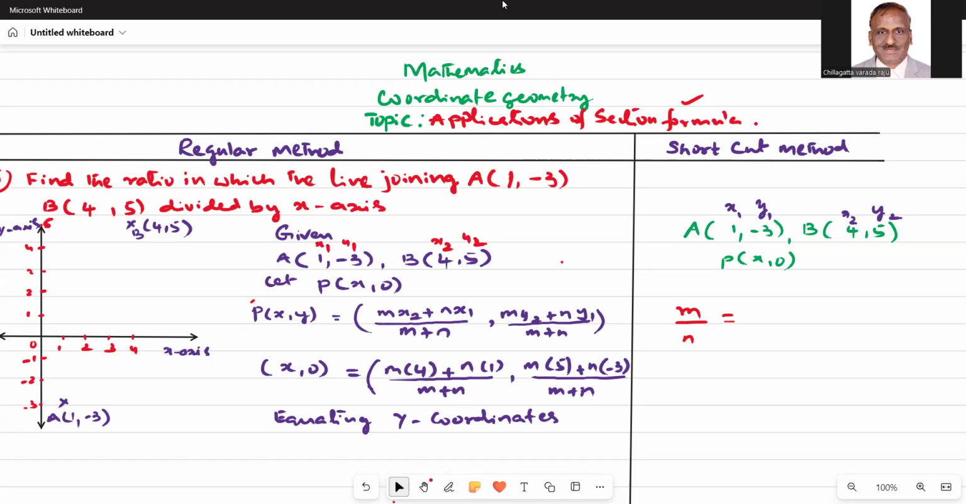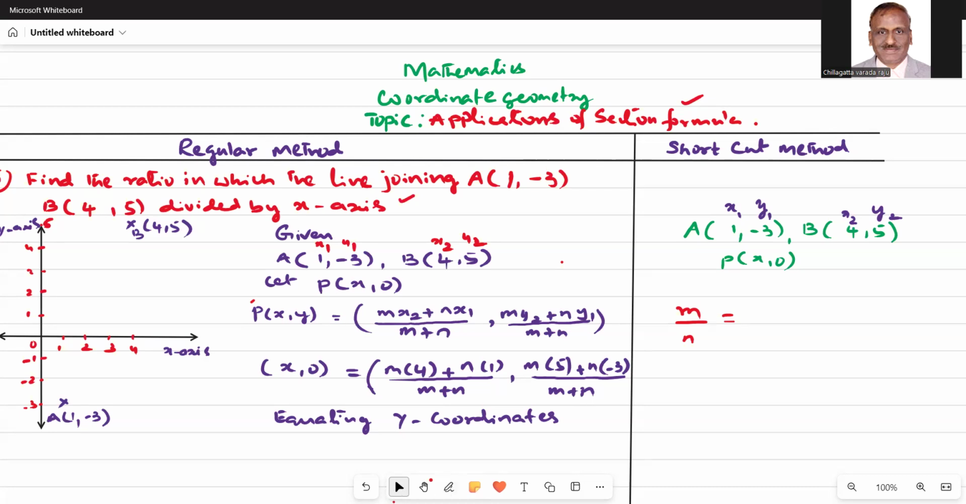That is, find the ratio in which the line joining 2 points is divided by the x-axis. They'll be asking this in the examination. The same question can be asked: find the ratio in which the line joining points is divided by the y-axis. And find the ratio in which the line joining 2 points is divided by a particular point.